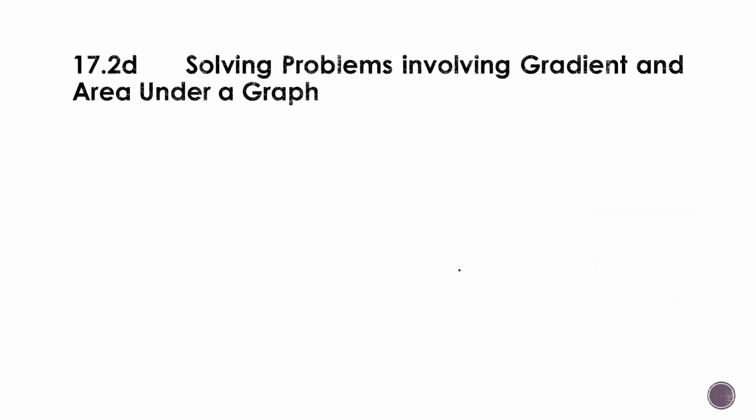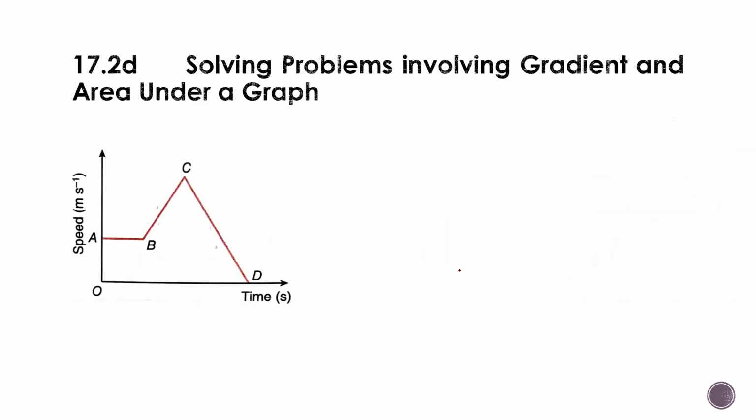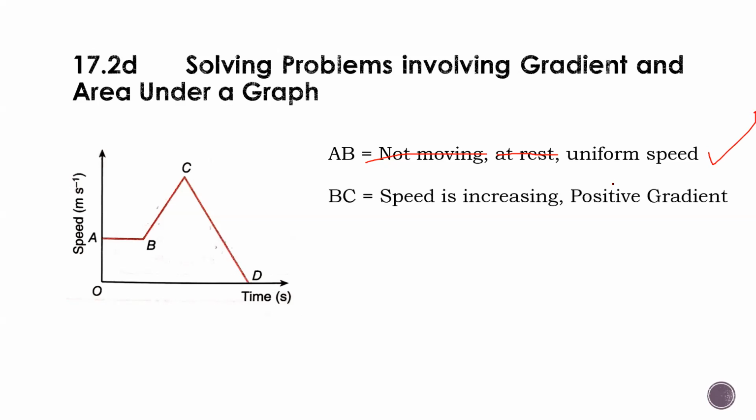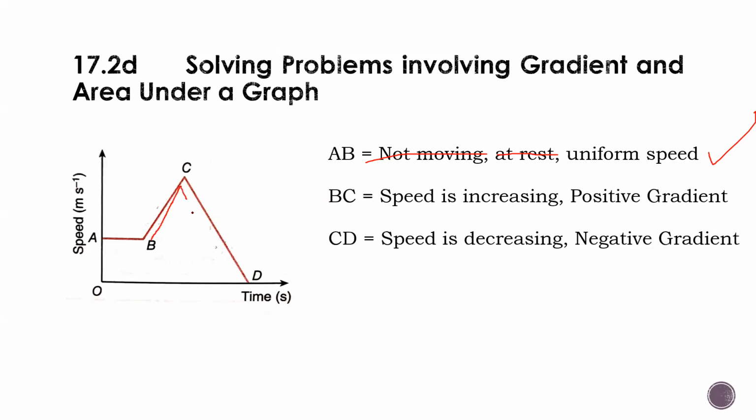So we need to know how to solve problems involving gradient and area under a graph. First thing first, you need to know AB is not moving because you see the speed is here only. Sorry, it's at uniform speed. Then after that, BC, the speed is increasing, so it's a positive gradient. After that, CD is decreasing, so you have negative gradient.